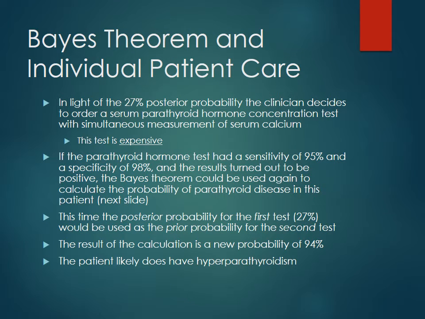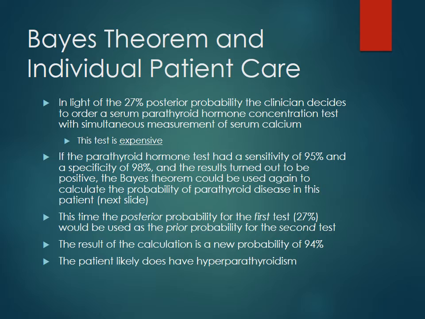So in light of the 27% posterior probability, the clinician decides to order a serum parathyroid hormone concentration test while simultaneously measuring the serum calcium. So why wouldn't I have done that in the first place? It's expensive, and if the patient had a low probability of actually having the disease beforehand, there'd be wasted costs. The parathyroid hormone test had a sensitivity of 95% and specificity of 98%. The results turned out to be positive.